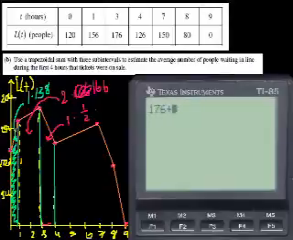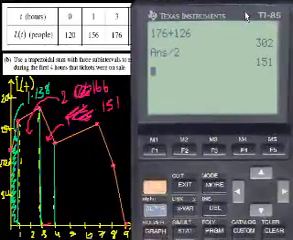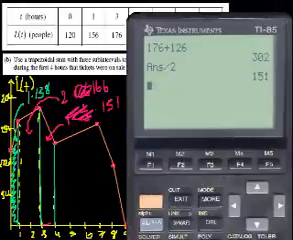176 plus 126. Enter. Divided by 2 is equal to 151. So this area right here, it's 1 times 151, or 151. So what's the total area? It's just going to be the sum of these three trapezoids. So what's the sum of those three trapezoids?